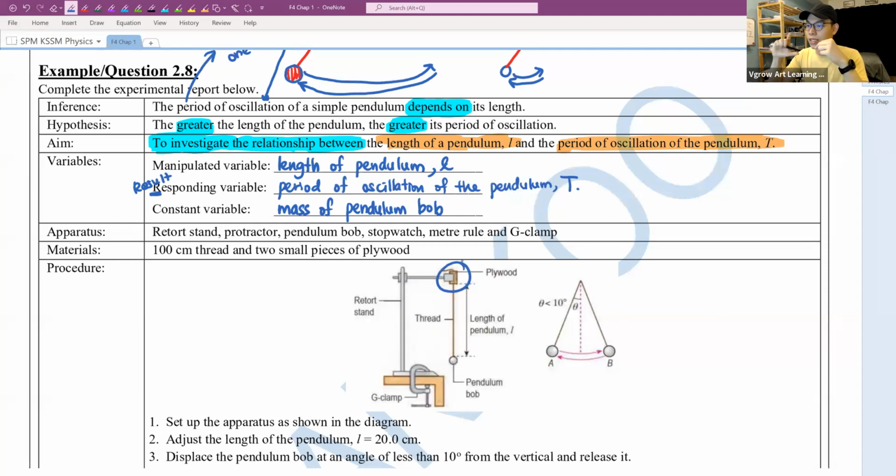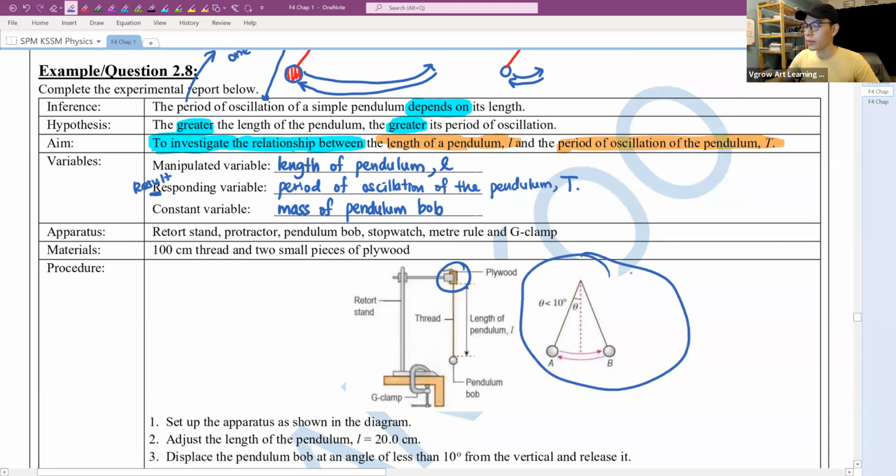Okay, so that is a fixed length, so that our pendulum bob doesn't change length. The length of the pendulum doesn't change. The protractor is to make sure that I don't swing the pendulum at different angles. Because if I release the pendulum bob at a very far distance, then of course it takes longer time to travel. So it might affect our results.